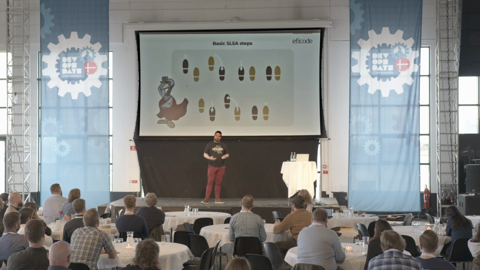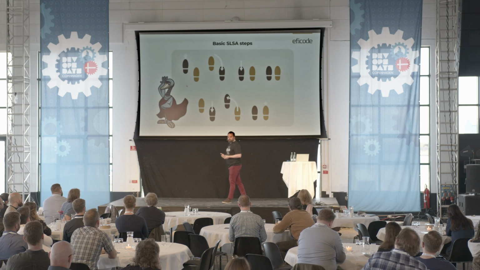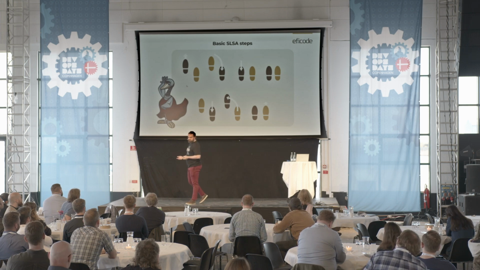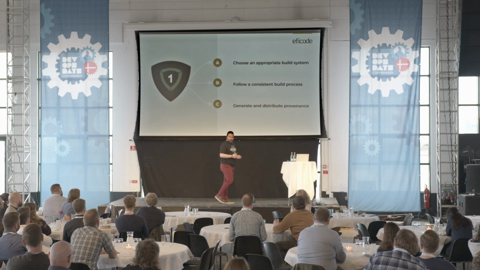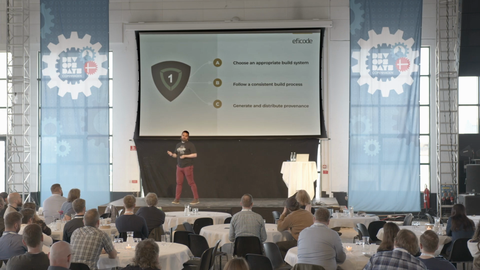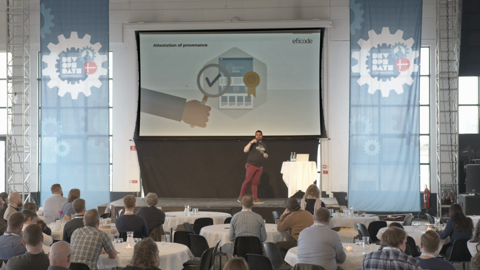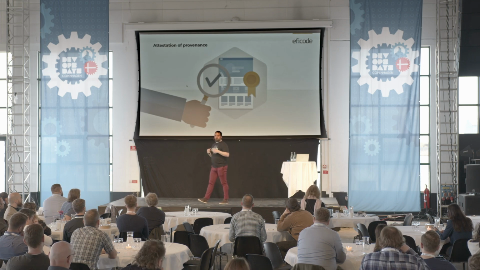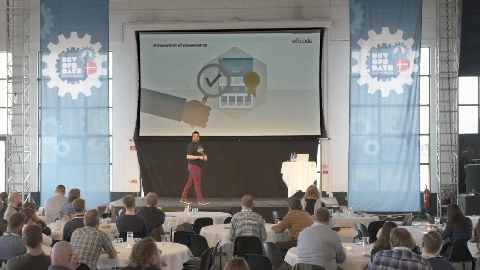And just like its naming brother, practice makes perfect. So I'm going to walk you through the basic steps you need in order to achieve SLSA level 1. Basically, you need 3 simple steps. You need to choose an appropriate build system. You need to follow a consistent build process. And last but not least, you need to generate and distribute provenance. But before I go into each and every one of these steps, I want to talk briefly about provenance. So what is provenance? Provenance is a way for us to sign our artifacts and make sure that third parties can validate that what they have in their hand is actually what you intended for them to get.